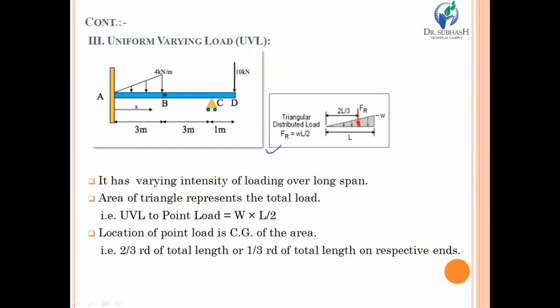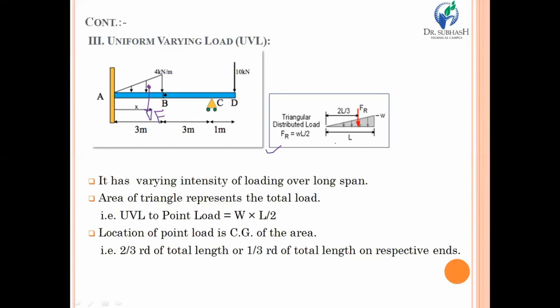Look at the right hand side diagram. It's very easy. You just have to find the center of gravity of that particular triangle. Suppose the CG of that particular triangle is over here. Through this center of gravity, the point load you have converted will act in a particular direction. So first of all, find out the point load from the UVL and put that point load on the CG of that particular triangle.